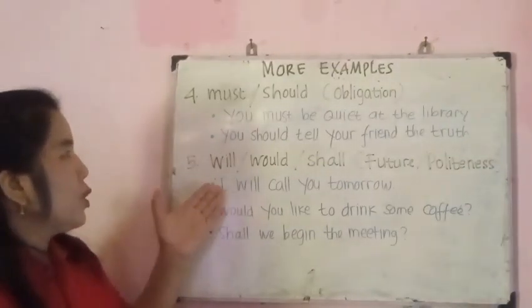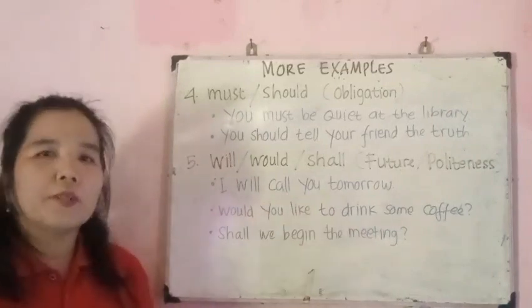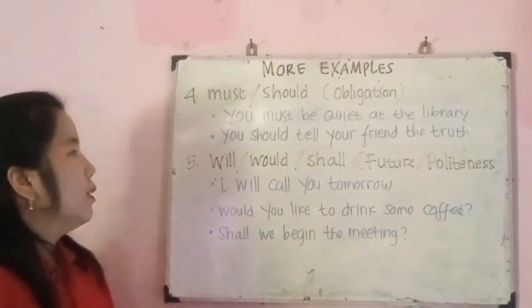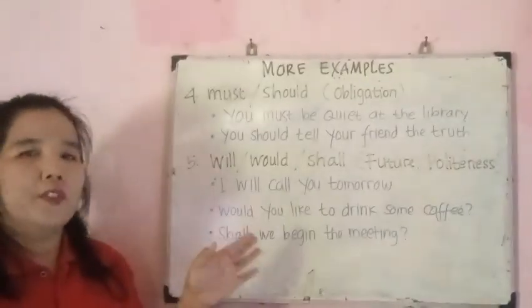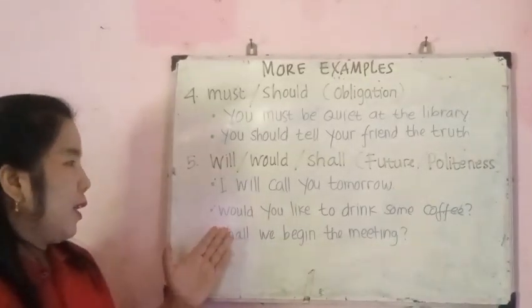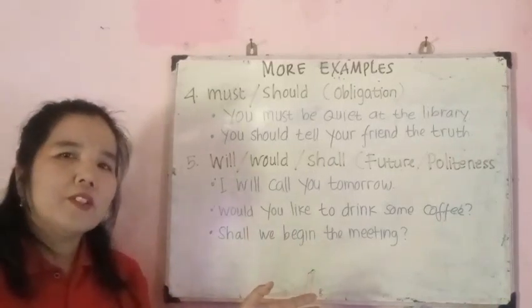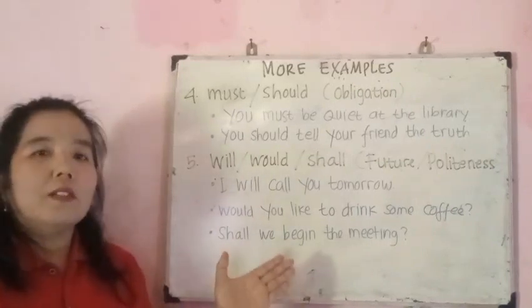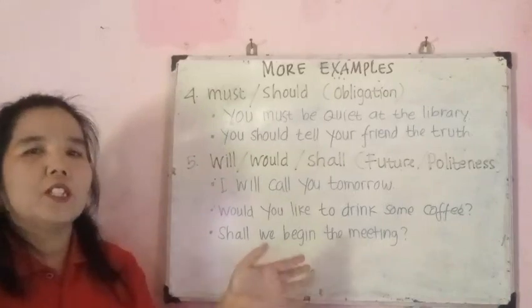And then we use will, would, shall to talk about future or to express politeness. For example, I will call you tomorrow. This is future plans. And next, would you like to drink some coffee? We offer something to others. And shall we begin the meeting? This sentence is mostly British English.